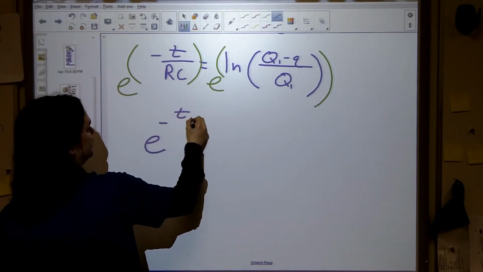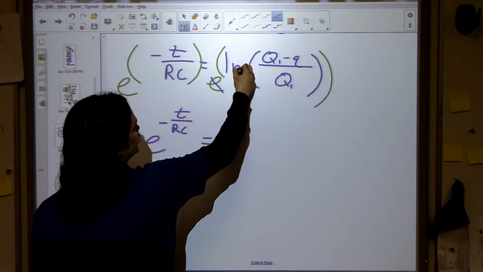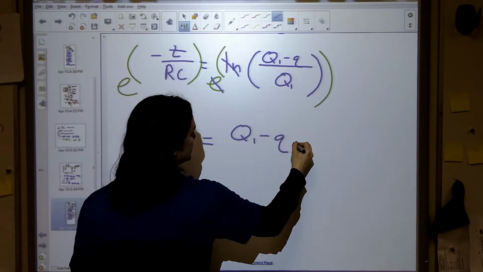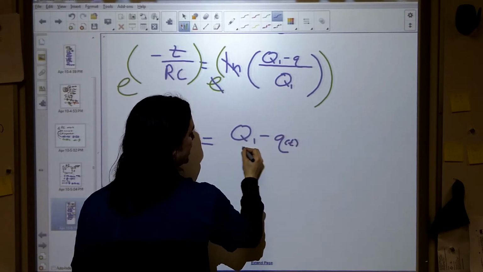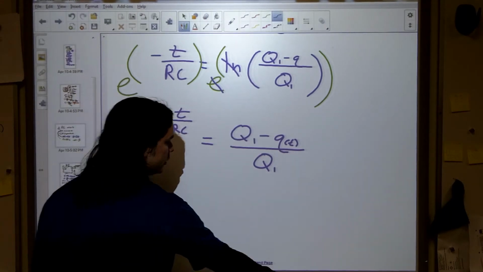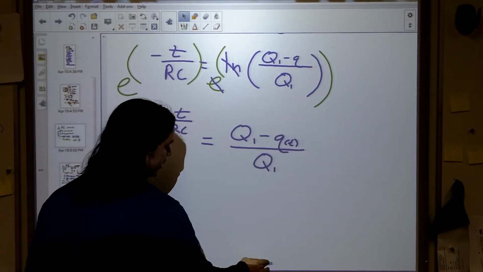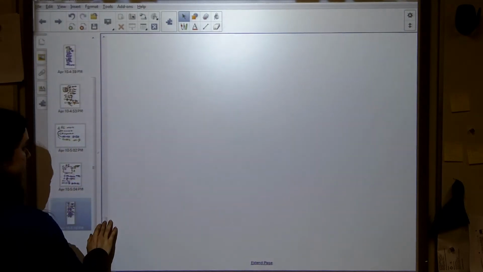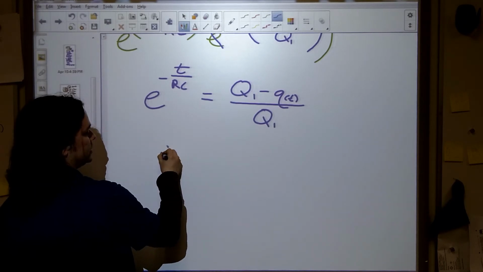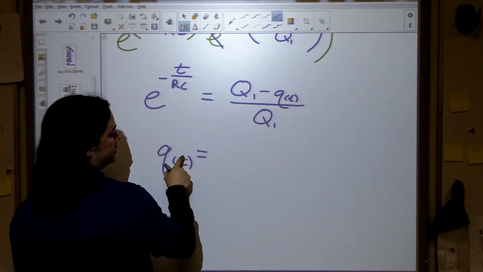E raised to the negative t over rc equals, the e and the natural log cancel each other out, and we are left with q1, our total charge, minus q, which is a function of time, divided by q1. I'm going to finish this up, multiply both sides by q1, then add this over and subtract the other one over. We're going to end up with the following. Finishing this up, feel free to pause this and double check the math, but I'm going to end up with a positive q of t.